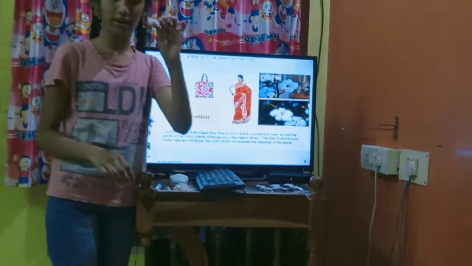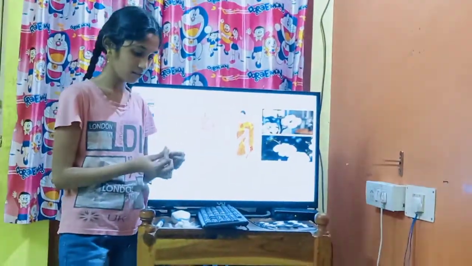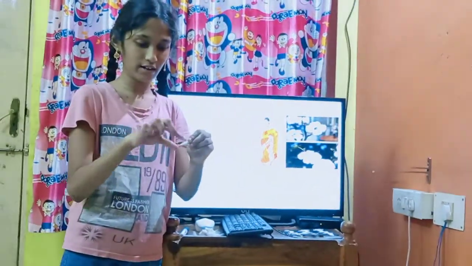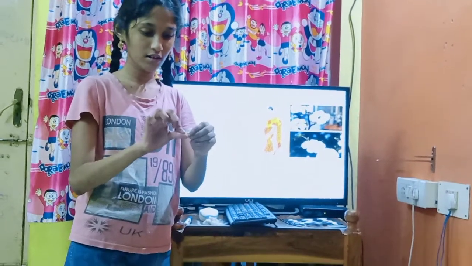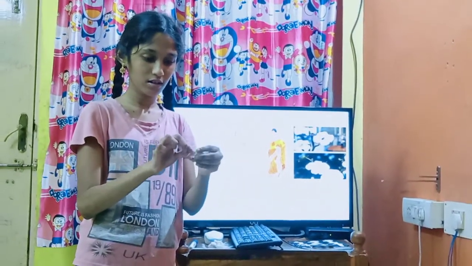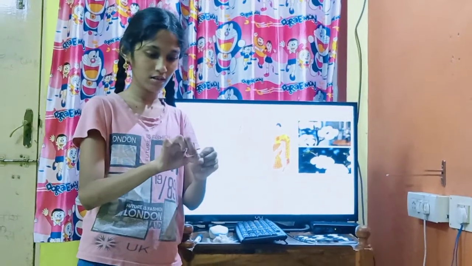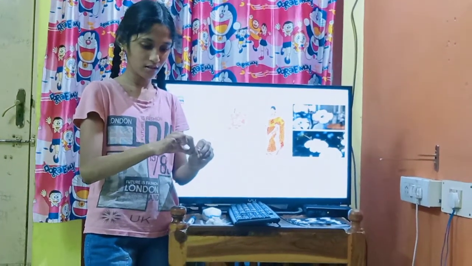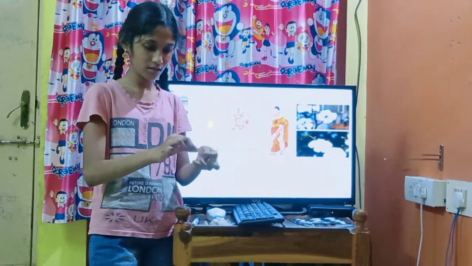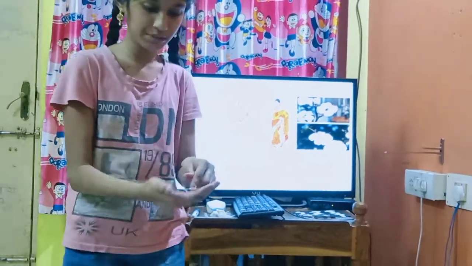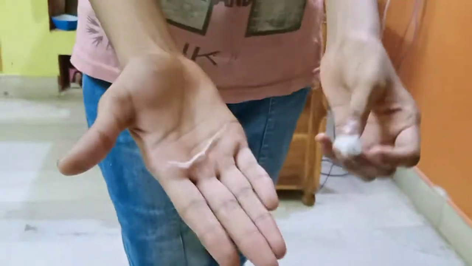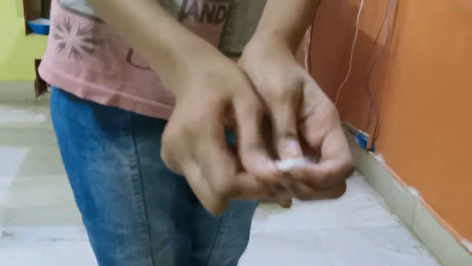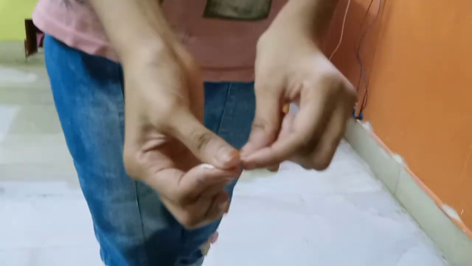Now in this cotton, I will make yarn. We will pull it and slowly make it into yarn. See, I have made yarn from cotton. I pushed and twisted, pushed and twisted, pushed and twisted. Like this, it has been made into yarn.